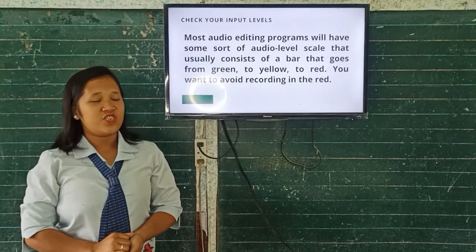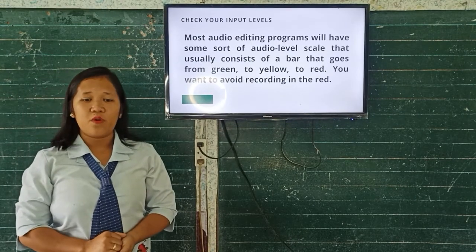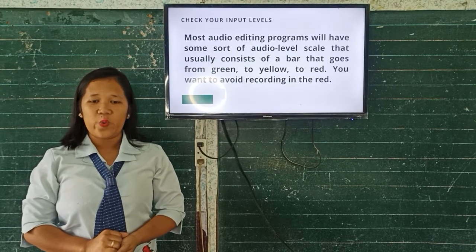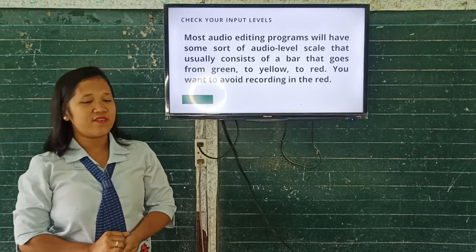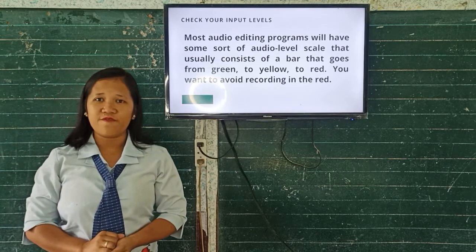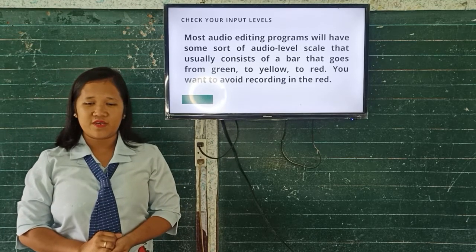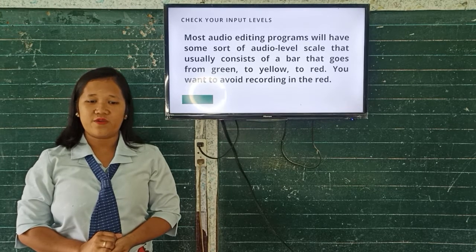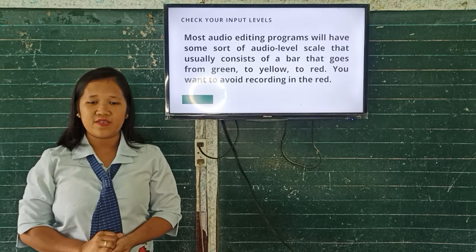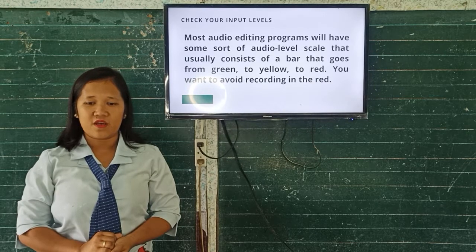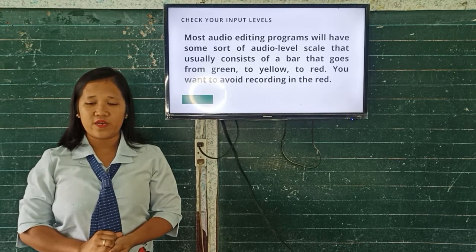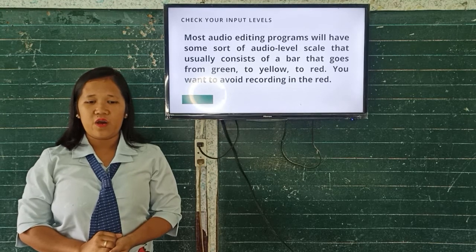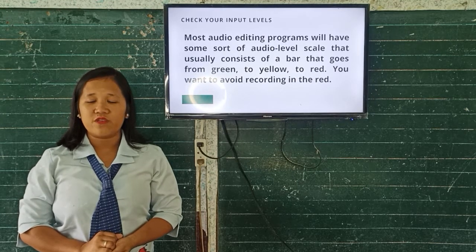Second is check your input levels. Most audio editing programs will have some sort of audio level scale that usually consists of a bar that goes from green to yellow to red. You want to avoid recording in the red. It's much easier to increase the volume of a file than decrease it. So the key is to get your level as close to the red as you can without actually going into it. This will give you a good volume level without distorting the sound.